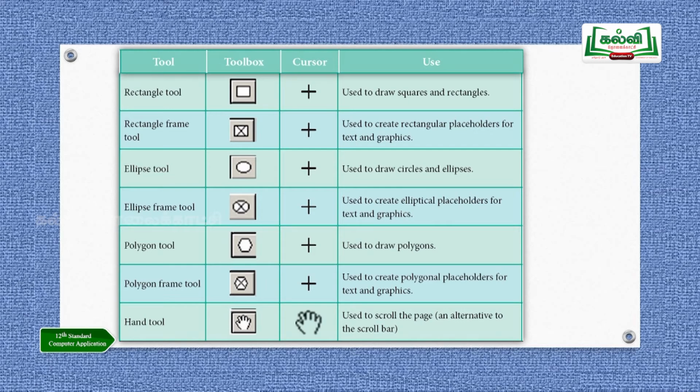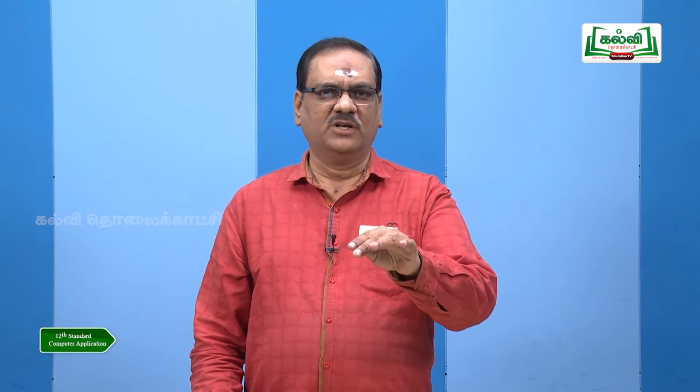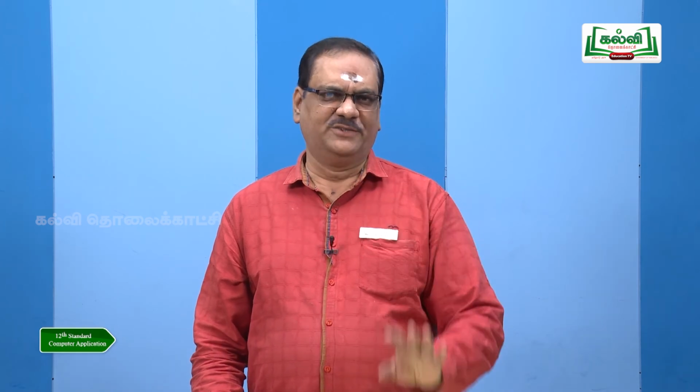What is the difference? With the ellipse tool, I am going to draw simply the ellipse. With the ellipse frame tool, I am drawing the ellipse and putting text or graphics. In the same way, with the rectangle tool, I am simply going to draw a rectangle. With the rectangular frame tool, I am going to put some text or graphics in that rectangle box. So just like that, I have given you 4 options very easily. Like that, you should remember easy options.